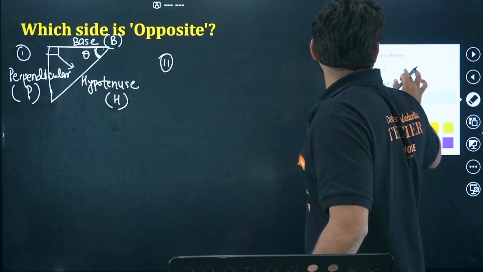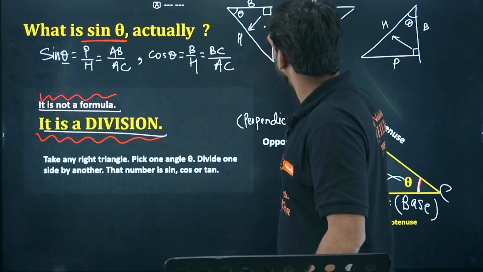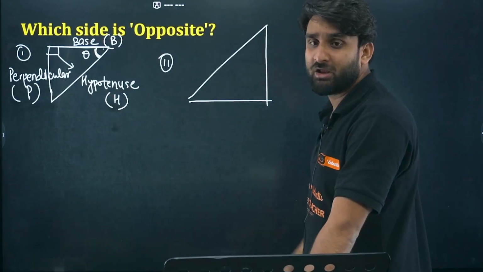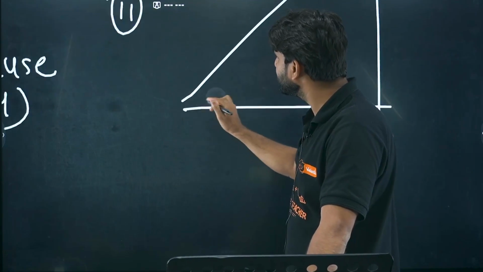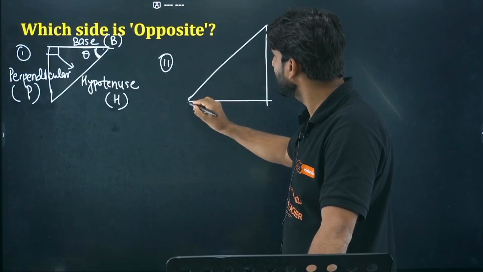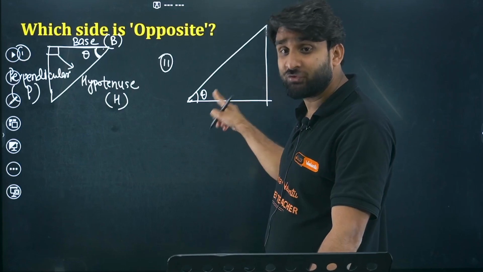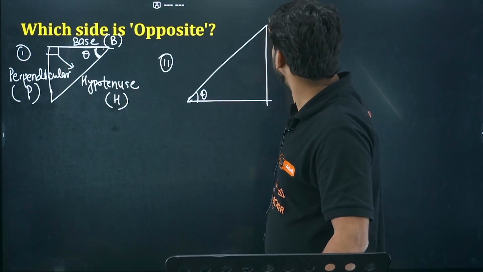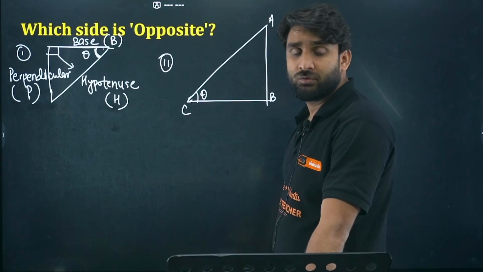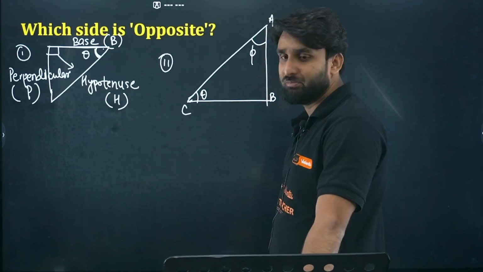Okay, now my dear champion, look, I have this right angle triangle now, and I'm taking theta here. Let's say the triangle name is ABC, right? And I'm taking one more angle here as phi. This is called phi, champion.